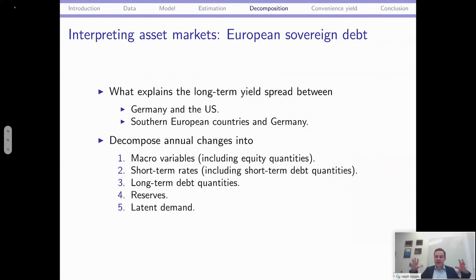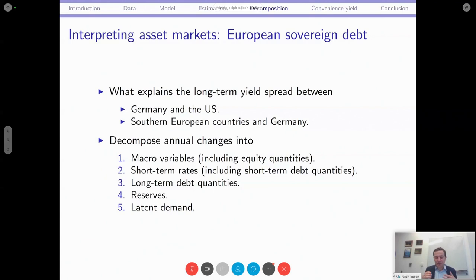So one is understanding the yield spread between Germany and the US, which was very large before the COVID crisis. US long-term yields were somewhere around 2%, and German yields were negative. And so the question is, why do you get this large yield spread between the two safe countries? A second application of this is to look at what happened during the European sovereign debt crisis to the southern European countries like Greece, Portugal, and Italy, and Germany, and how do we understand the dynamics of the yield spreads during those episodes.